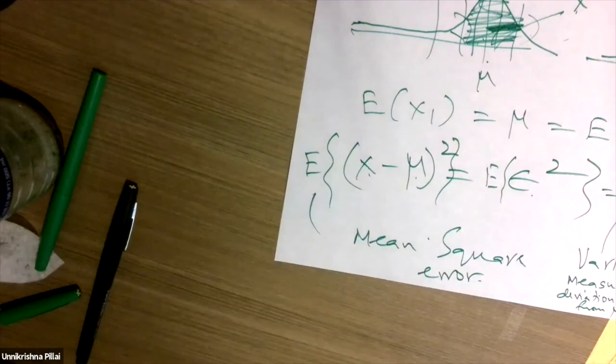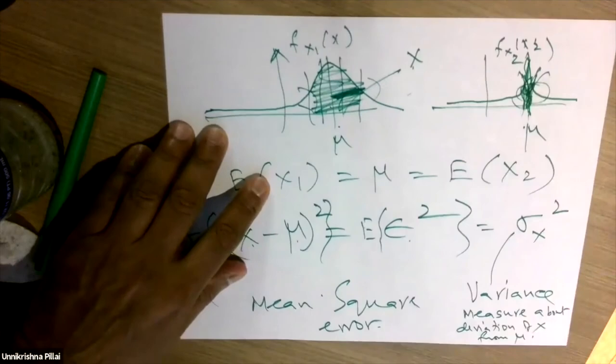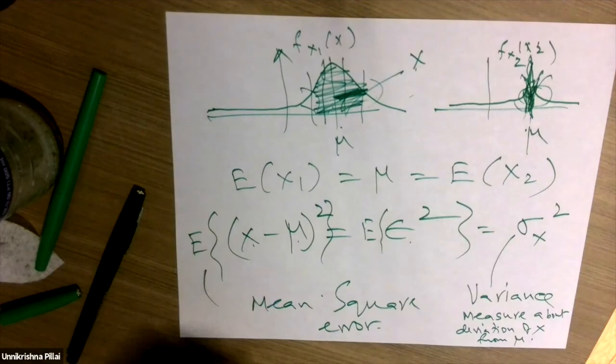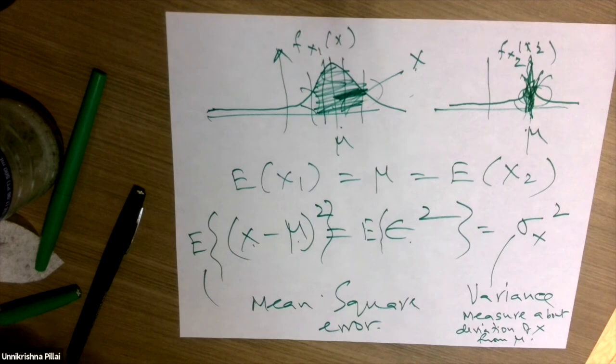Any questions? Yeah. What if the PDF is not a bell-shaped curve? Does the definition still hold true? Say it again. Suppose the PDF is not a bell-shaped curve, then still... Okay, let's look at this.